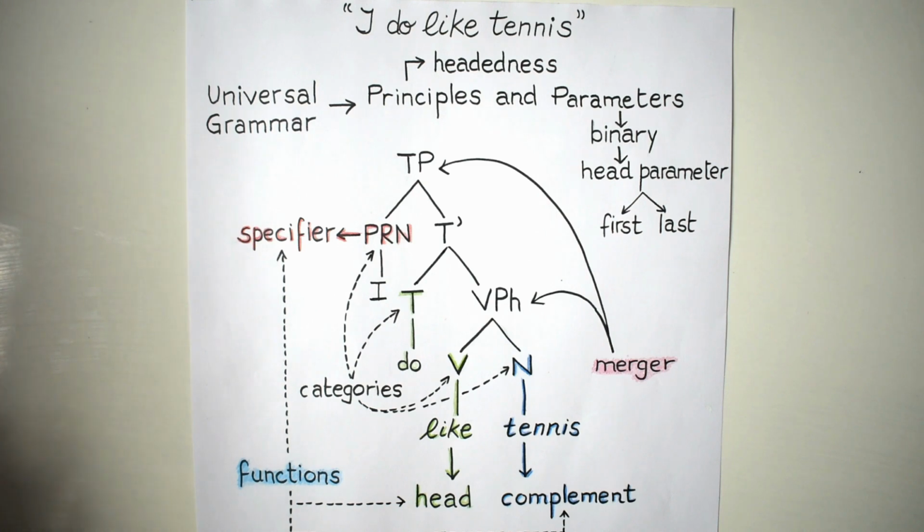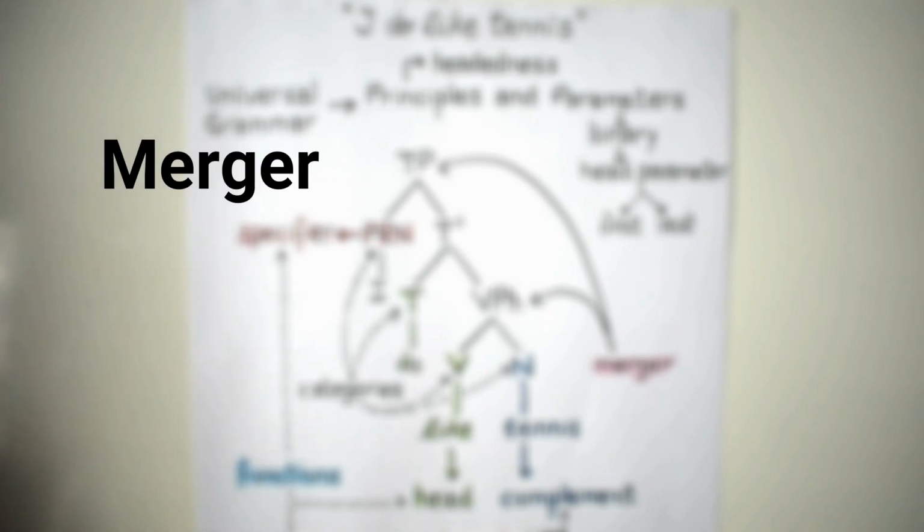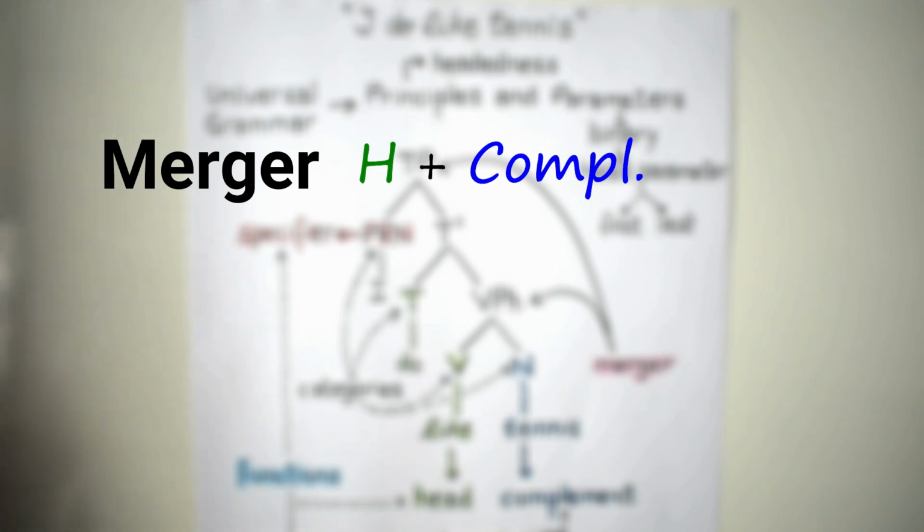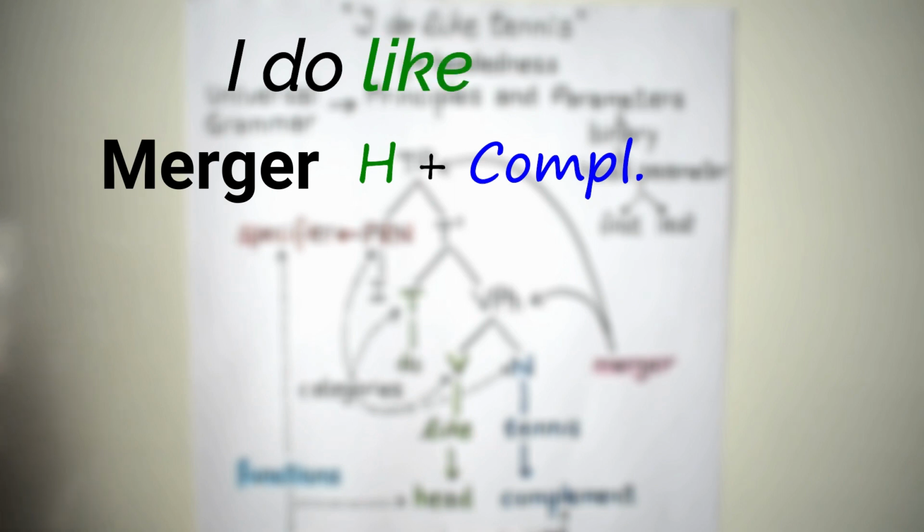Basically, we said that there are two ways in which we can form sentences. Either way is dependent on an operation called merger, whereby you put together a head and a complement. Back then, and you're kindly invited to watch our first two classes, our first two videos, we derived the sentence I like tennis, or more specifically I do like tennis.